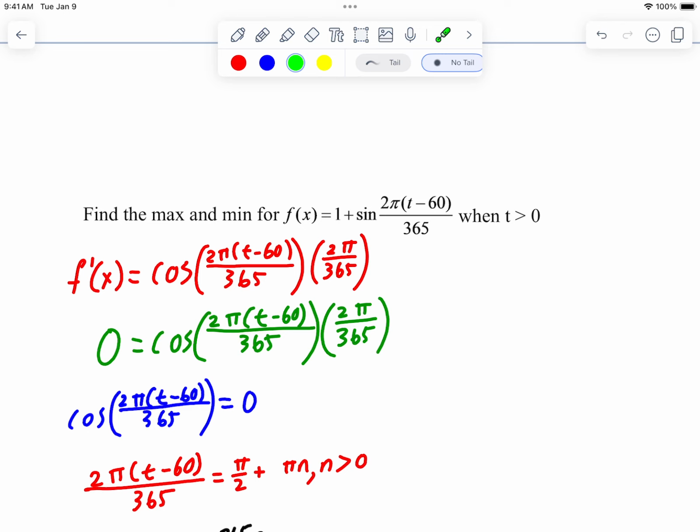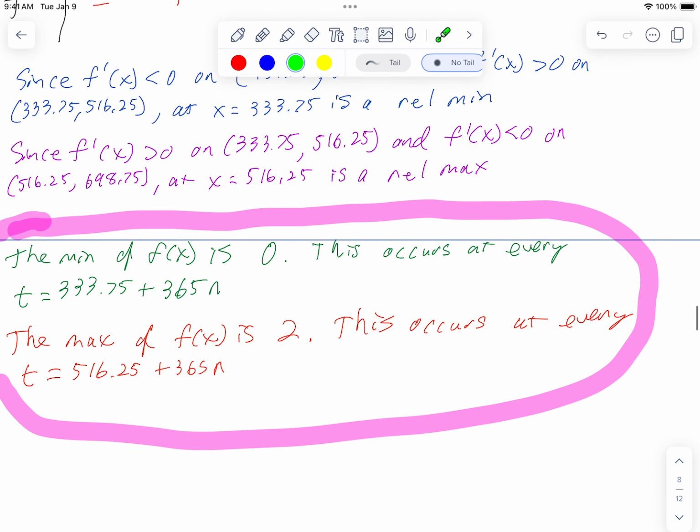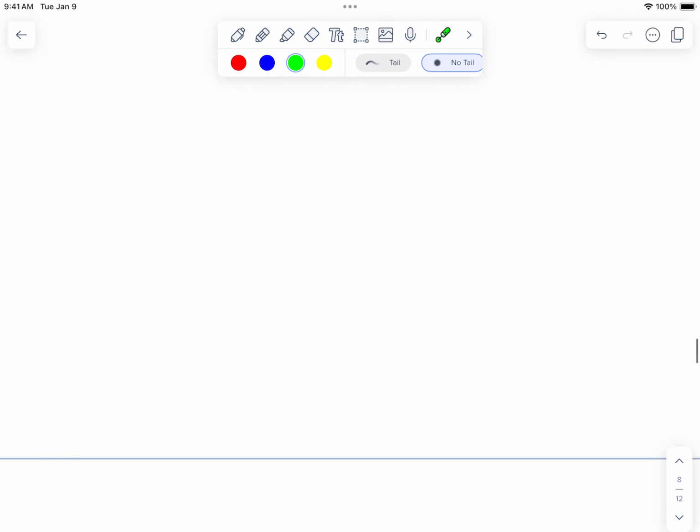I can also think about it, like I said, from a graphical standpoint. I know what a sine function looks like. This has a vertical shift up 1, amplitude of 1. So from a midline of 1, it's going to go up 1 and down 1, which gets me to 2 and 0. So make sure you're using all of your knowledge. That's why we learn. And it's fun.